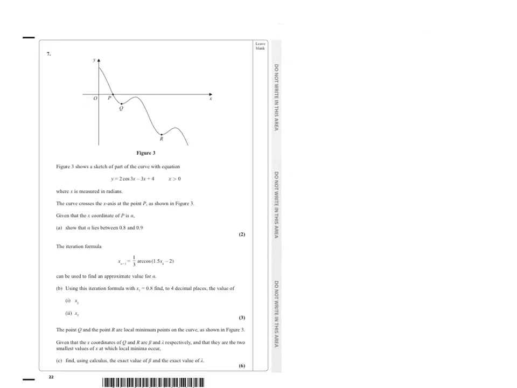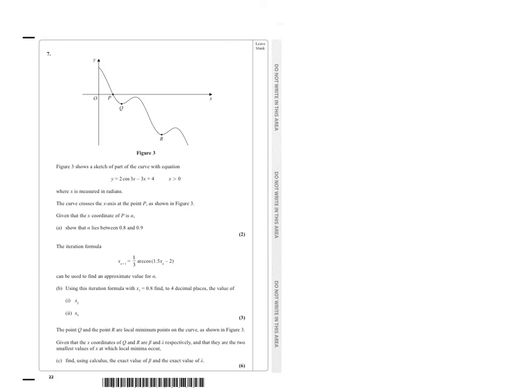So, question 7. Figure 3 shows a sketch of part of the curve of the equation y equals 2 cos of 3x minus 3x plus 4, where x is measured in radians. The curve crosses the x-axis at the point P as shown in figure 3. Given that the x-coordinate of P is alpha, show that alpha lies between 0.8 and 0.9.